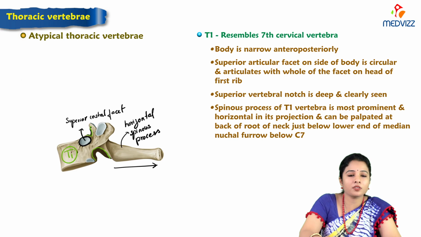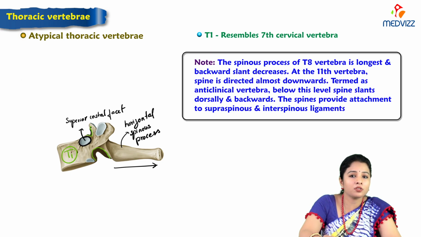The horizontal spinous process can be palpated at the back of the root of the neck, just below the lower end of the median nuchal furrow, that is, below the C7 vertebra. The spinous process of the T8 vertebra is the longest and the backward slant decreases, and at the 11th thoracic vertebra the spine is directed almost downwards and it is termed the anticlinal vertebra.